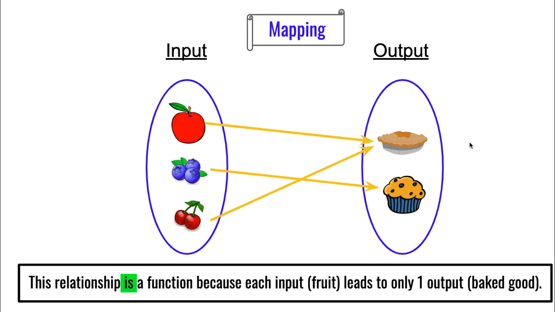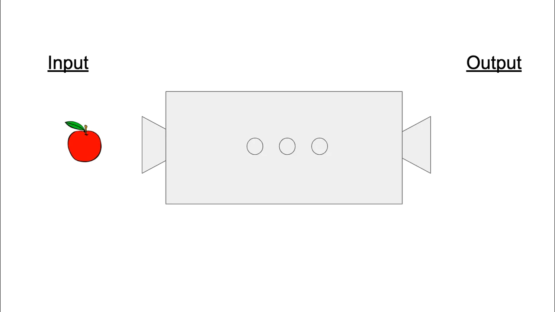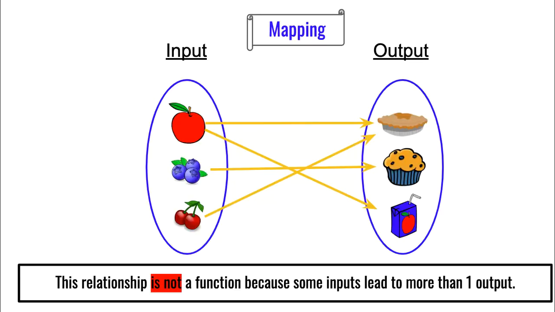Well, if that's okay, what would be a problem? Let's say we take our apple again and we put it back into the machine. If we put it back into the same exact machine, then we would expect to get out the same exact thing. But in this case, we got out juice. Something's not right with this machine.